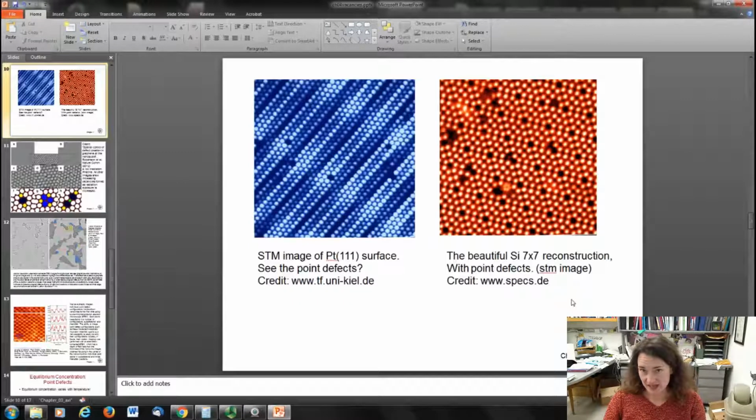Now the fun thing is that you can also take movies. If you want to, you can take a series of STM images of a surface once you get your atomic structure, and you can watch these defects move around, make a little film. So that's fun.